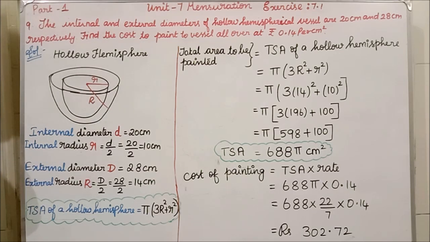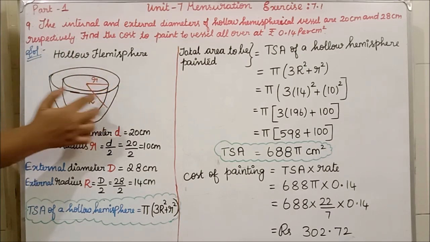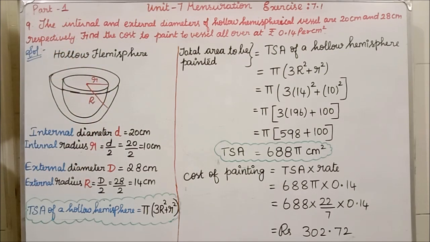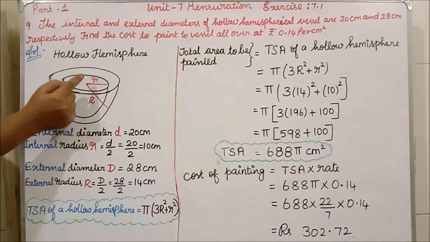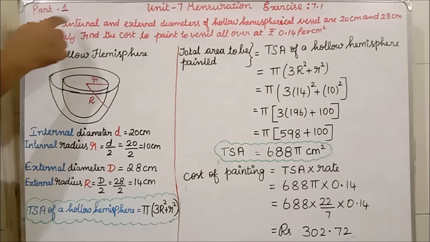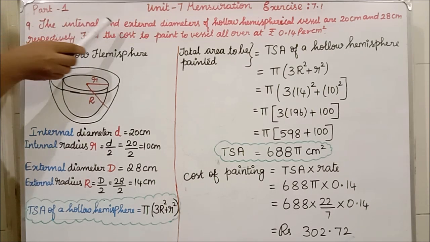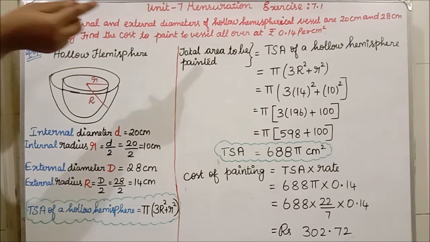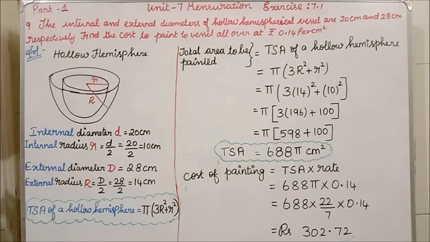Here they are talking about a hemisphere. So I am drawing the bigger hemisphere. Inside that, another same hemisphere should be. Okay, from here to here this is the internal radius. From here to here this is the external radius. But in the question they have given the internal and external diameters, 20 centimeter and 28 centimeter. Once they have given the diameter, how will you convert that into radius? You will divide the value by 2. So that is the radius.